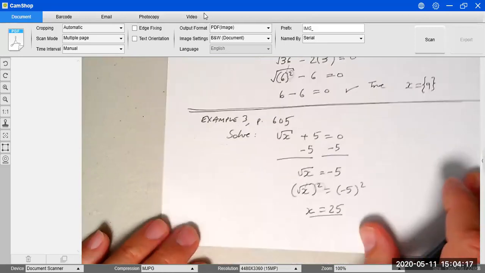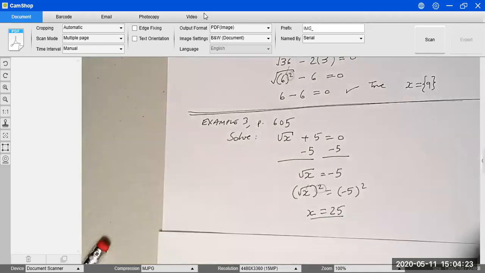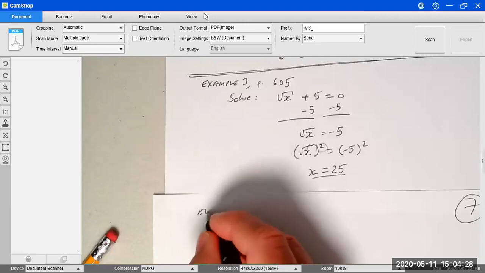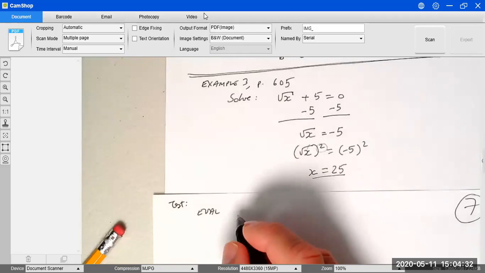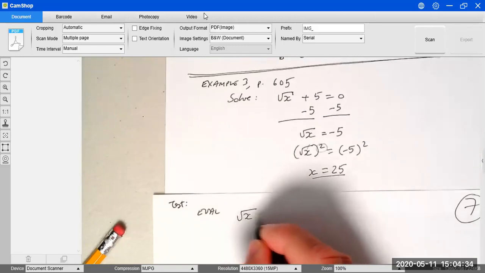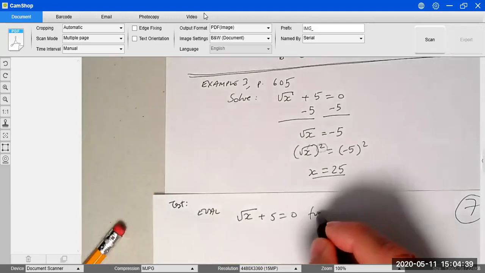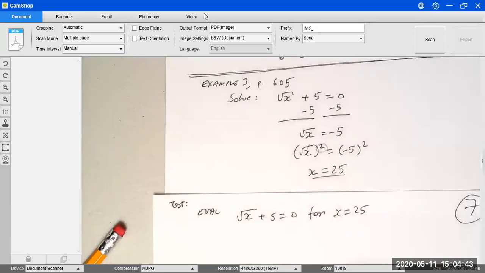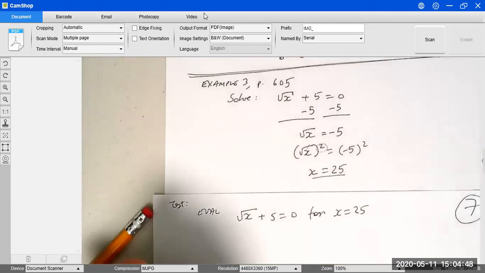So now we need to test the solution. So we have to evaluate. We're going to do our test. We're going to evaluate the original equation, square root of x plus 5 equals 0, for x equals 25.